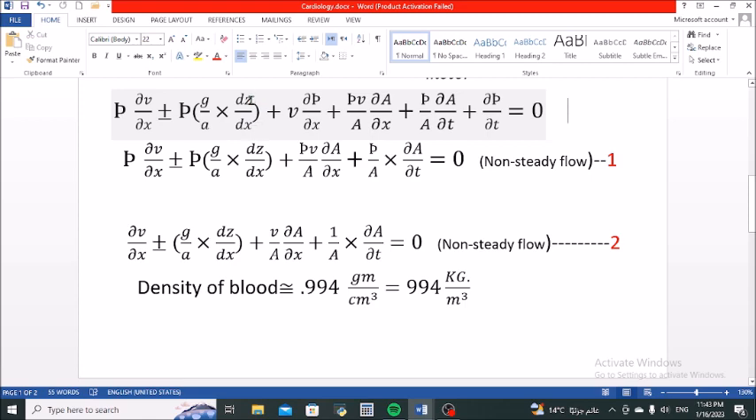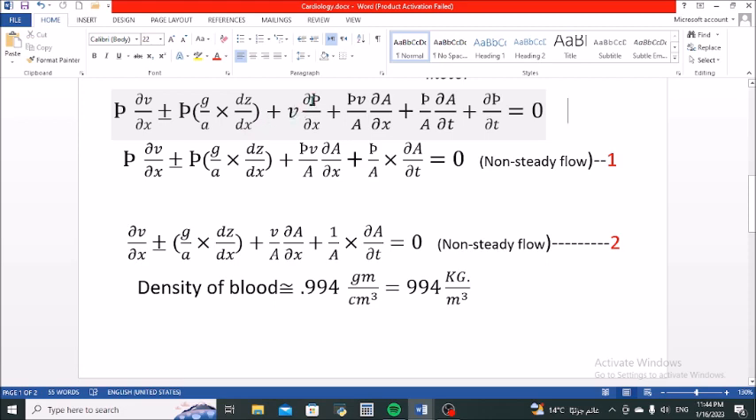For a horizontal tube or pipe or a blood vessel, dz by dx is logically 0. There is no change in height with distance. For a vertical pipe, dz by dx is 1. If you remember trigonometry, if a pipe or a blood vessel is inclined by 45 degrees, then dz by dx by the triangle ratio would be 1 over root 2.